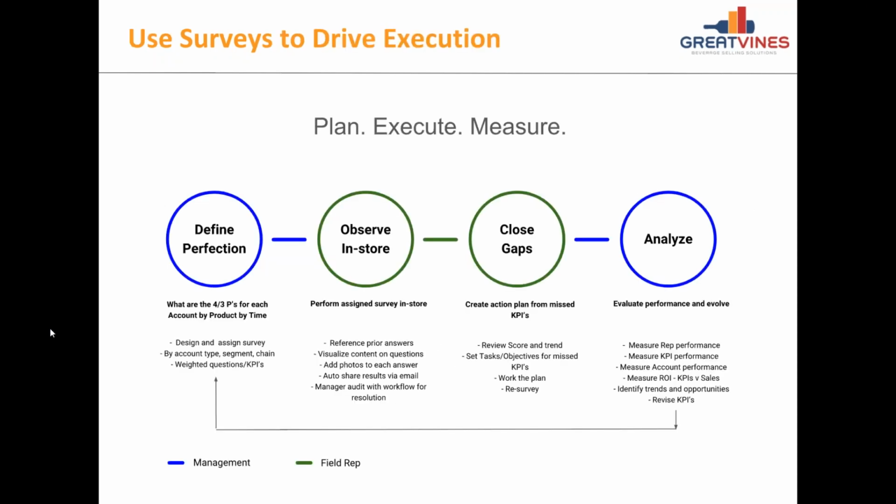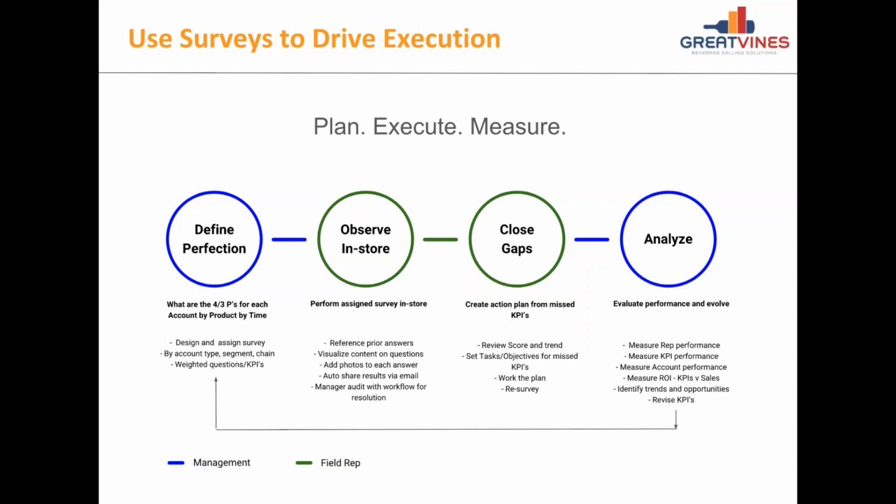So when we use the survey to drive execution, it's really based on a plan, execute, and measure methodology. First, define perfection. What are those key sales drivers that you want to see executed in every single account? You can set these up by account type or segment or chain and weight the questions or KPIs according to priority. Then your reps are going to be assigned those surveys as they're published out to them. They're going to then be in store executing the survey, filling in the survey, and we're going to demonstrate that for you in just a second.